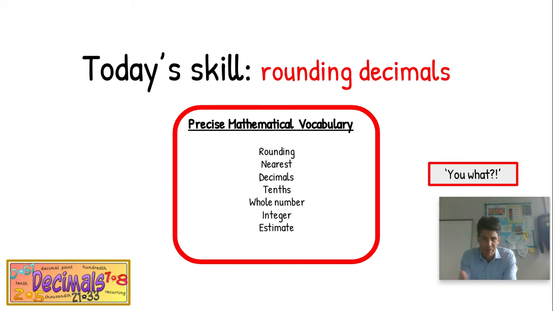Whole numbers, because we're going to be rounding to whole numbers. So a whole number is a number without the decimal. So 1, 2, 3, 4, 5, 6 are examples of whole numbers. They have no decimals. That word there, integer, it's a whole number. So if ever you hear round to the nearest integer, it means the nearest whole number.